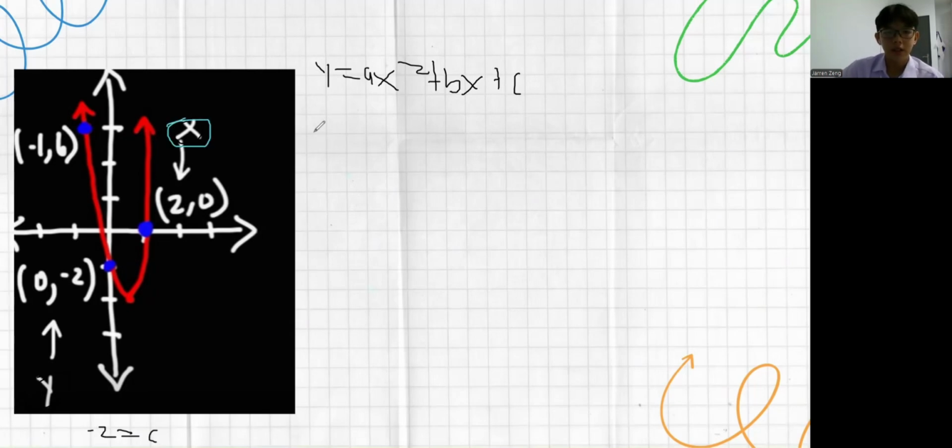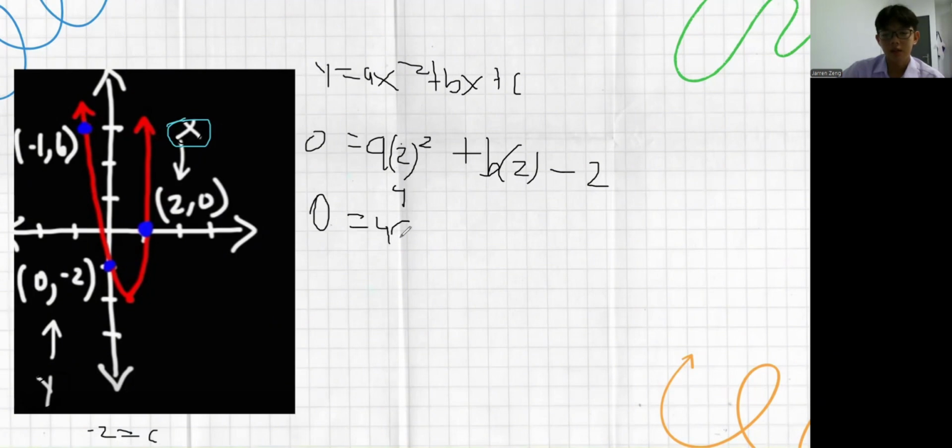So the y here is 0. 0 equals a times x, x is 2, squared, plus b times 2, and the c was minus 2. Therefore, we'll get 2 squared is 4, 4 times a is 4a, 4a plus 2 times b is 2b, minus 2.